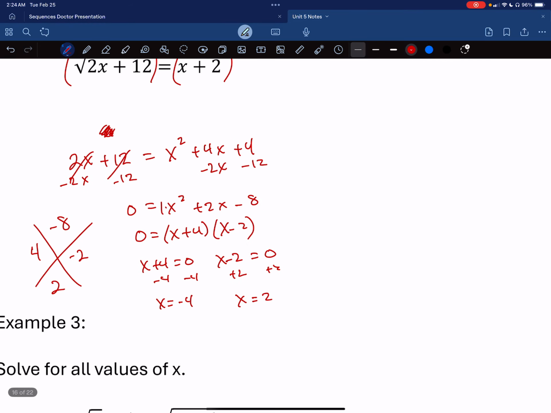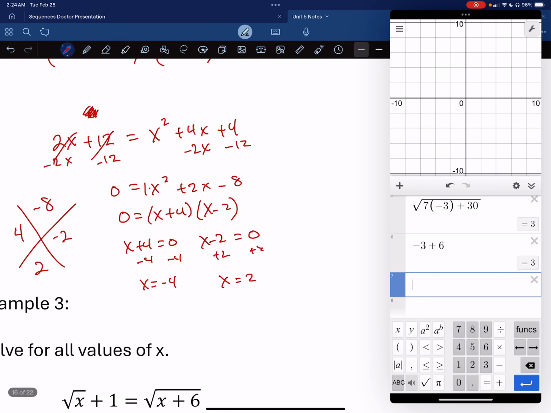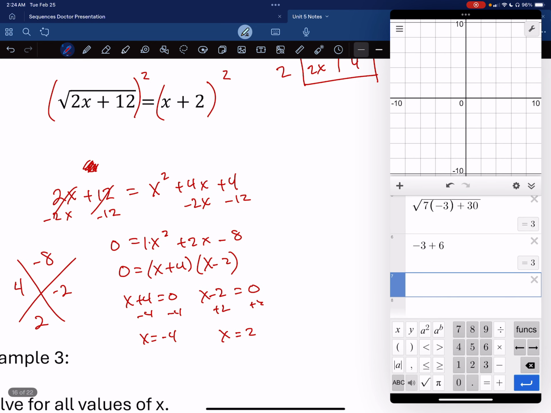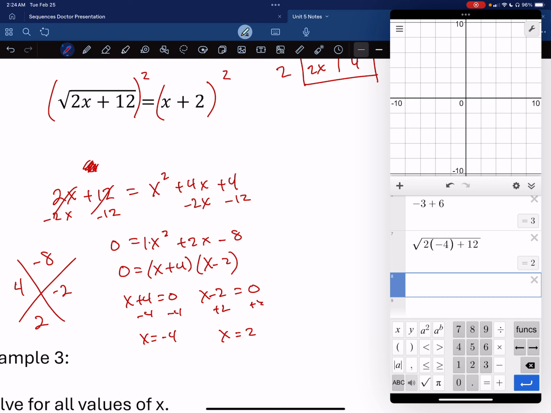So again, I'm just going to use the calculator and make our life a little easier. I'm going to go back to the original equation. Right, so I'm going to plug in my square root. We have 2 times negative 4 plus 12, which is positive 2. And on the right-hand side, we're going to have negative 4 plus 2. See how these are not the same answer, they're not going to be equal to each other, so this is not going to be one of your answers. When you type this in as alpha math, please do not use that answer. Just use the ones that work.